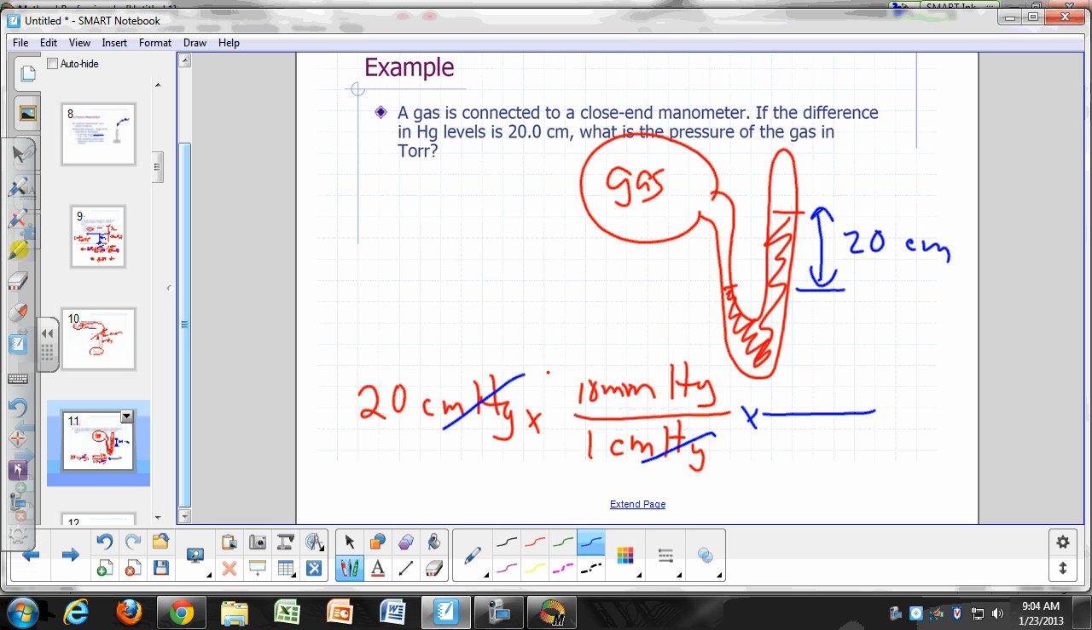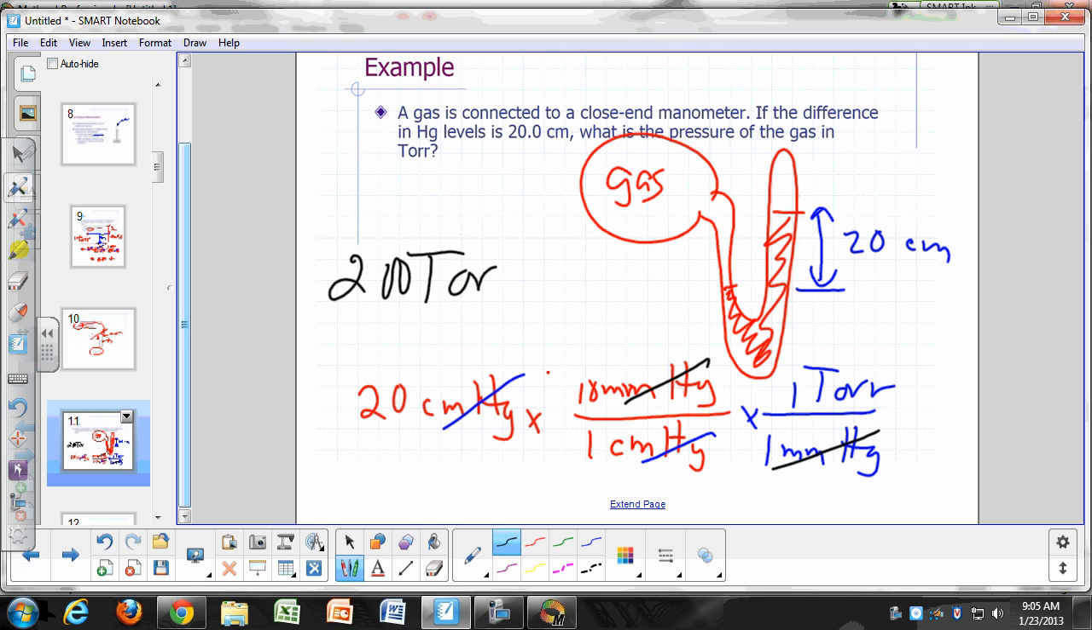And 1 millimeter of mercury is 1 torr. Okay. So that cancels that one. Millimeters of mercury cancels out. So that's how much? 20 times 10, 200 torr. That's 200 millimeters of mercury, so that's 200 torr. Okay. That's the pressure of the gas.